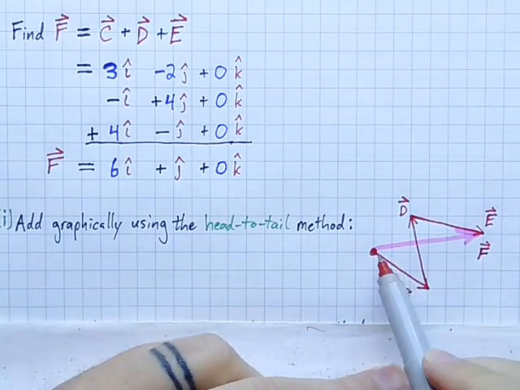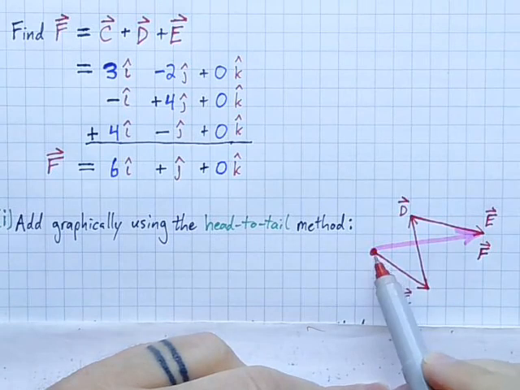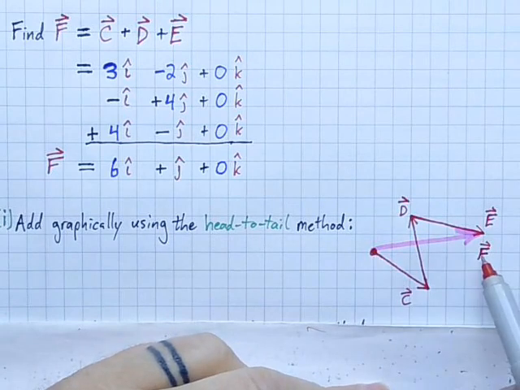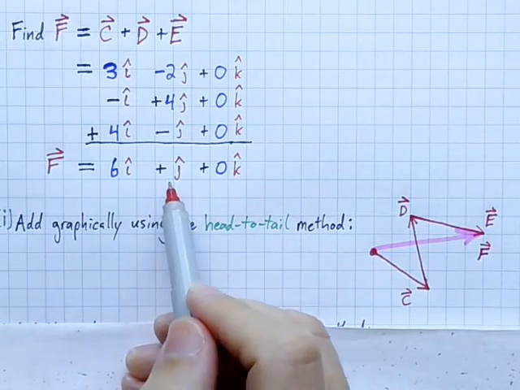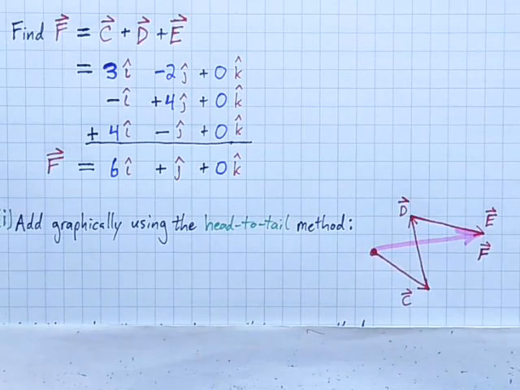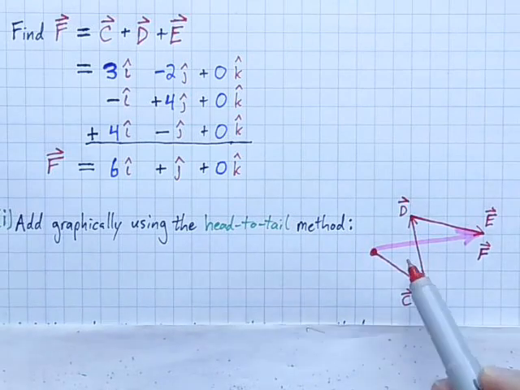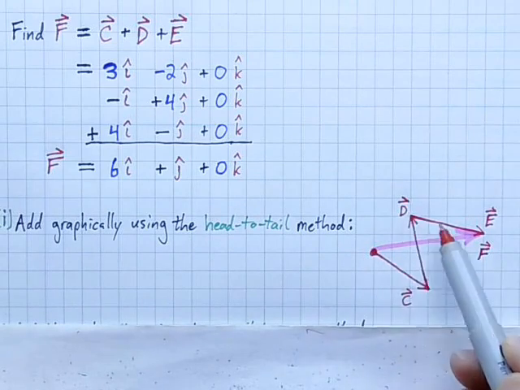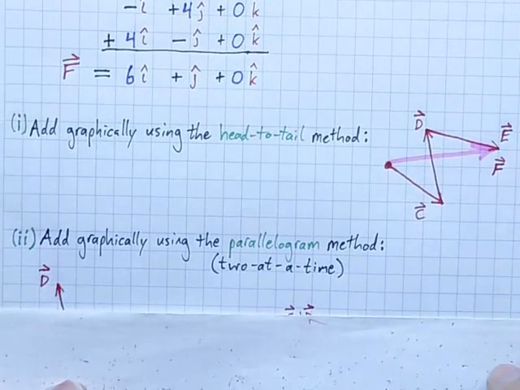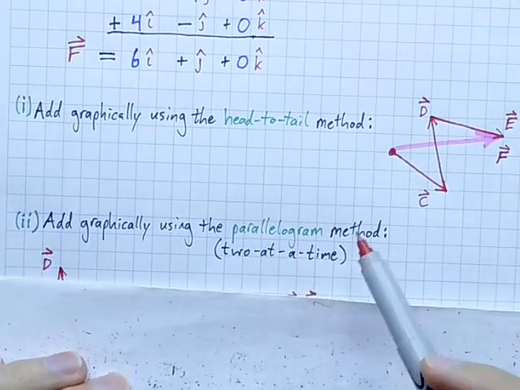And note its x component is 6 units, and its y component is 1 unit. That matches what we got here. 6i hat plus 1j hat. That is vector F. So there's our head to tail method to visualize the new vector we get by adding C plus D plus E.